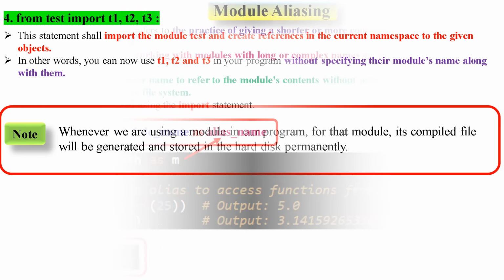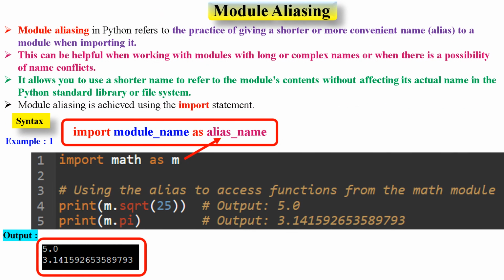Let's learn about module aliasing. Module aliasing in Python refers to the practice of giving a shorter or more convenient name, an alias, to a module when importing it. This can be helpful when working with modules with long or complex names, or when there is a possibility of name conflicts. It allows you to use a shorter name to refer to the module's contents without affecting its actual name in the Python standard library or file system.